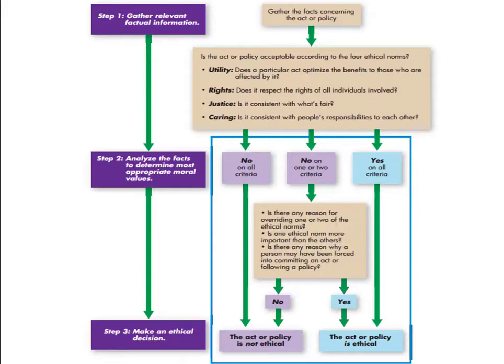where you answer, then you move ahead. If all the criteria is met, then obviously the act or policy that's in place is ethical. If not, if one or all, then there's an ethical dilemma here. It's not ethical.